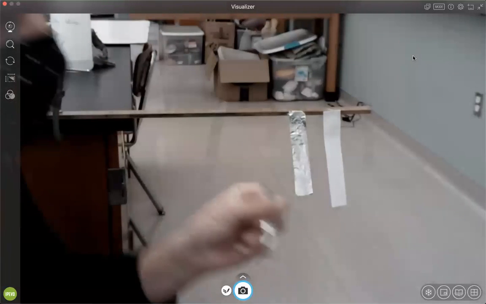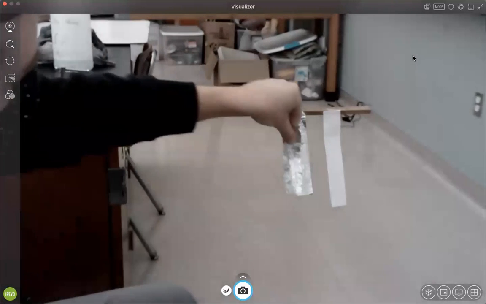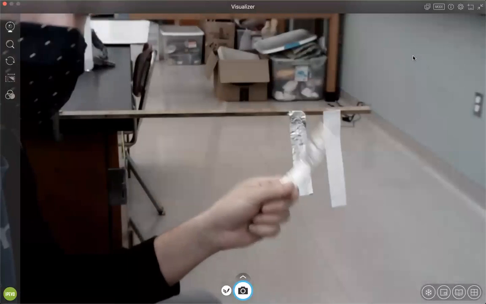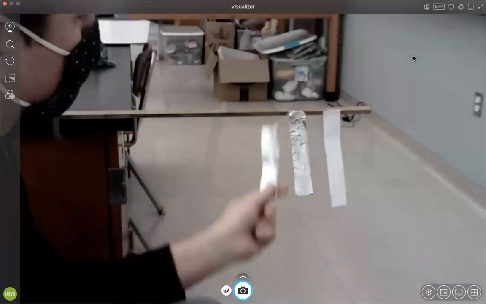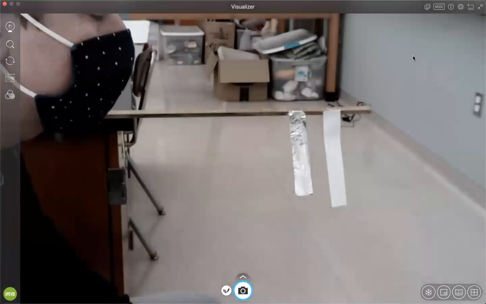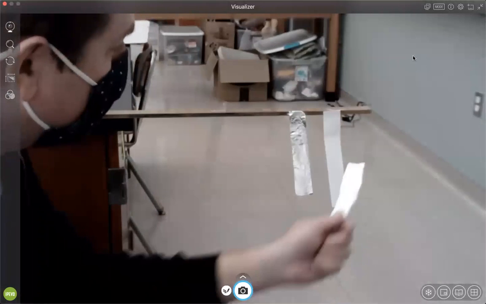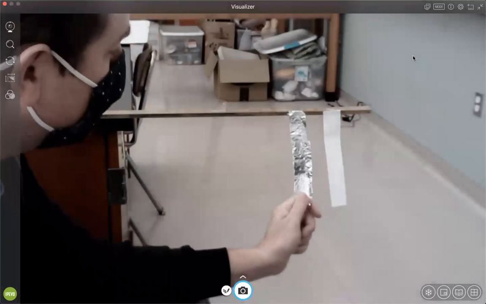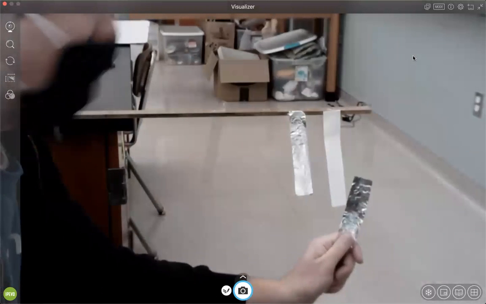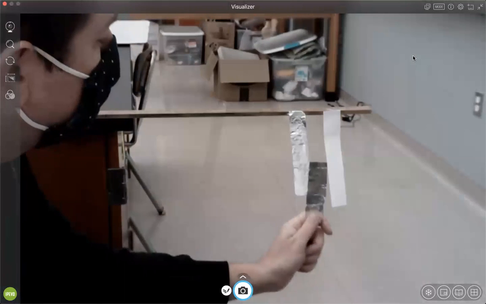As I bring this aluminum foil close to the other aluminum foil, we can see that nothing happens. What I'm doing is bringing a material close to test it, to see if there is interaction. We are testing whether there is a force between the tape not touching. I have aluminum foil and I don't see any interaction. That tells me there is no force between aluminum foil and aluminum foil.